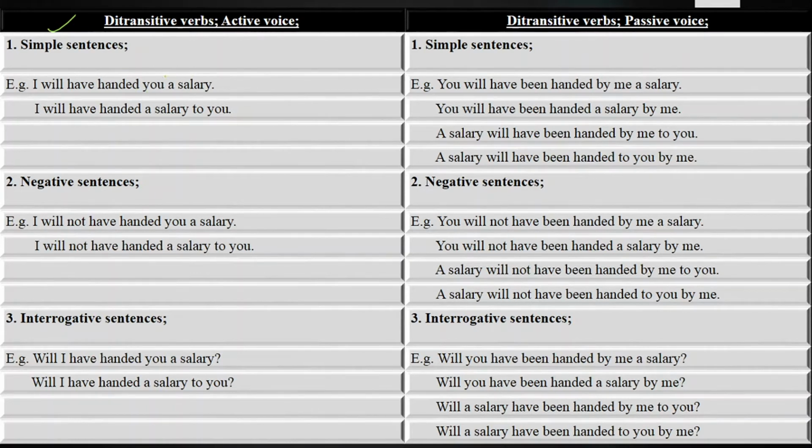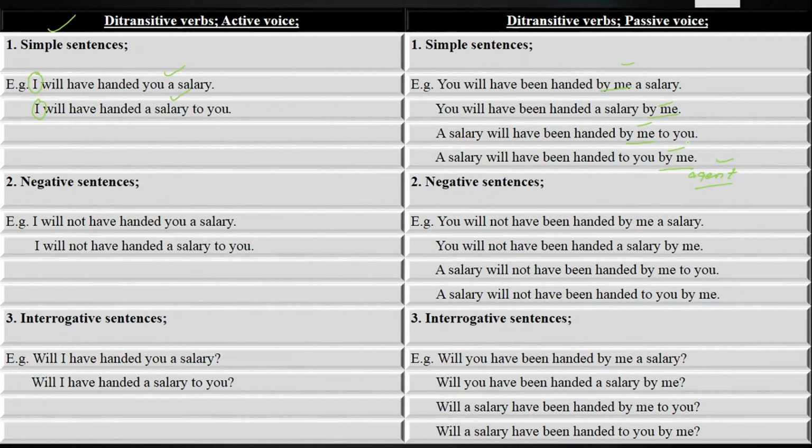I will have handed you a salary. I will have handed a salary to you. So these are the two ways in active voice. But the main target is how we are going to change them into passive voice. When we bring the subject, the doer of an action, into the place of the object, by me, here by me will not be called the object, it will be called, keep in your mind, agent. And what is an agent? It tells us who does an action in a sentence. So the action will have been done by me, so by me is the doer of the action in this sentence. There it will be called agent.